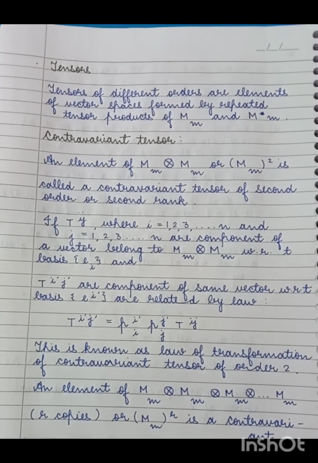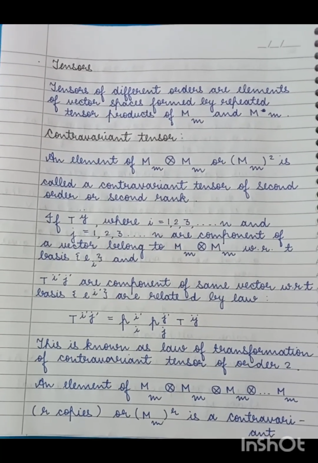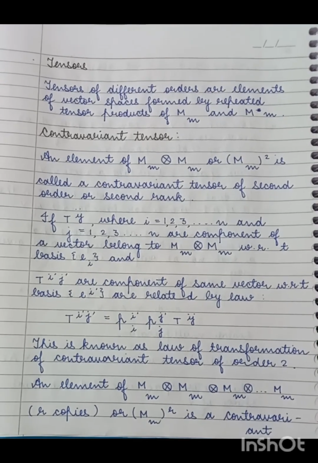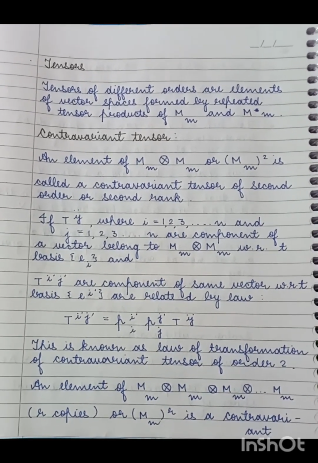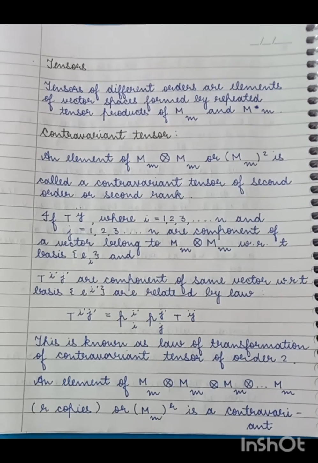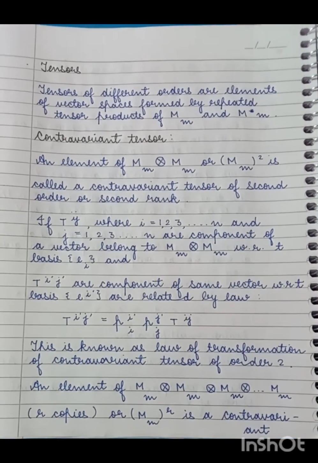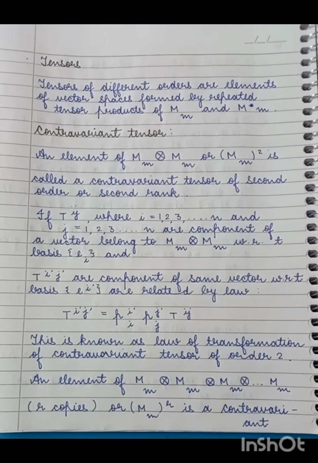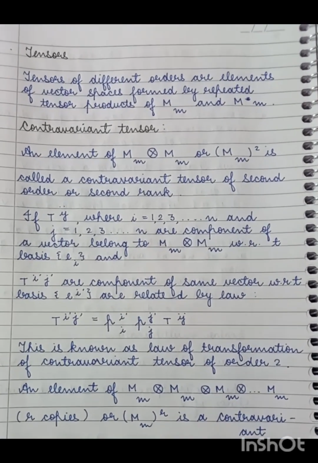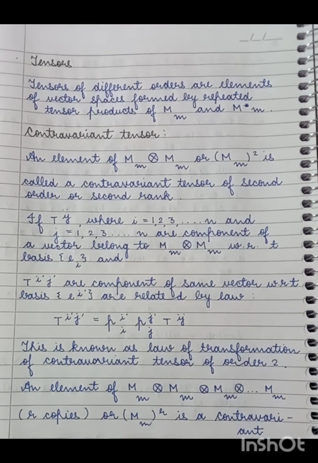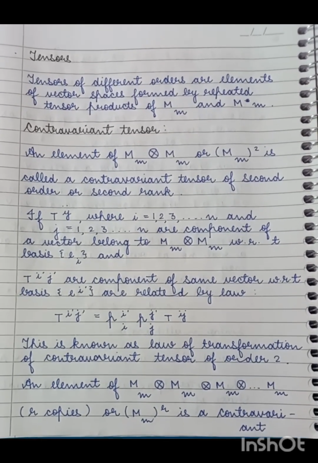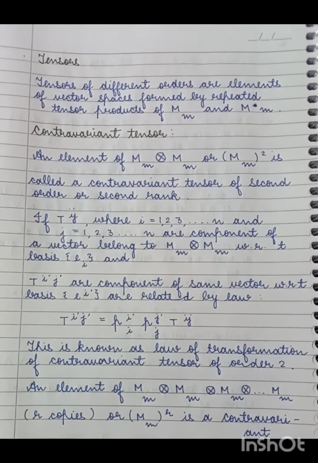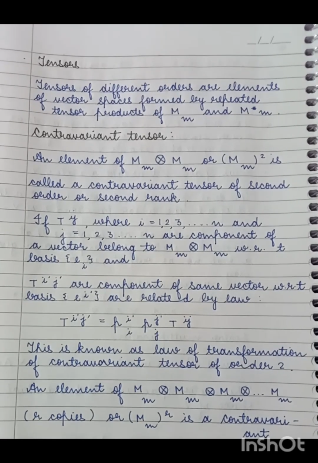If T_ij, where i = 1, 2, 3 to n and j = 1, 2, 3 to n, are components of a vector belonging to M⊗M with respect to basis e_i, and T_i'j' are components of the same vector with respect to basis e_i', related by the law T_i'j' = P_i'i P_j'j T_ij. This is known as the law of transformation of a contravariant tensor of order 2.